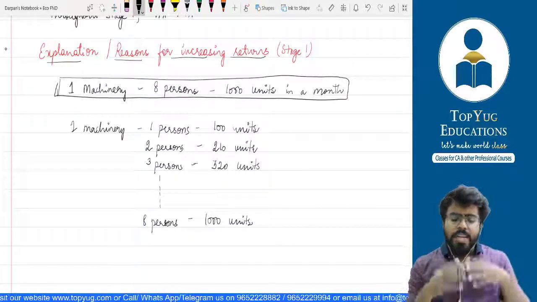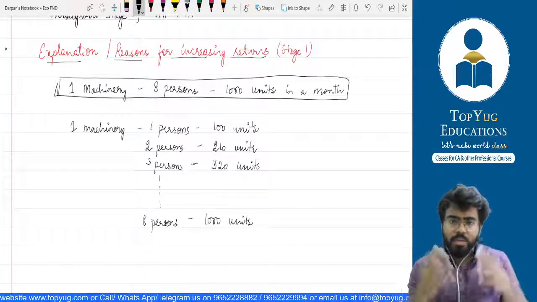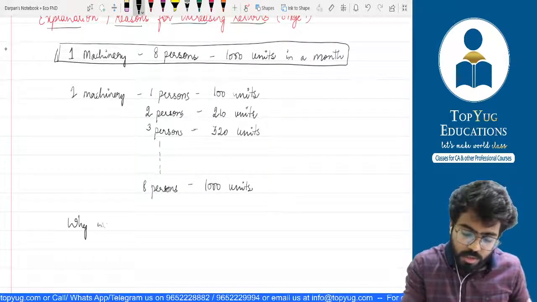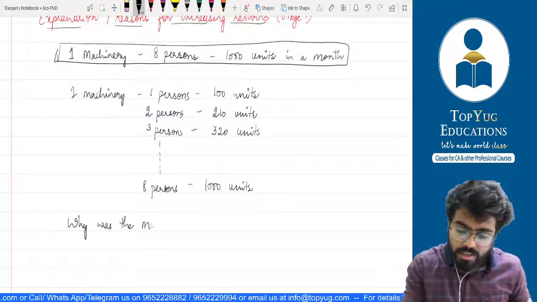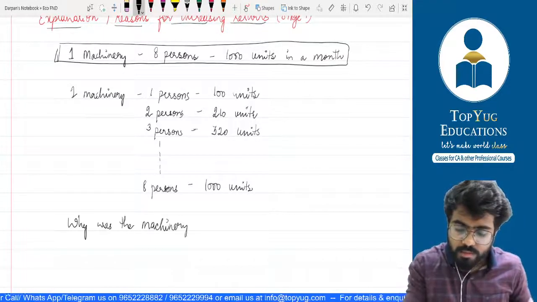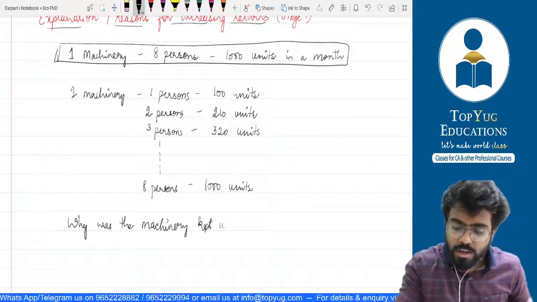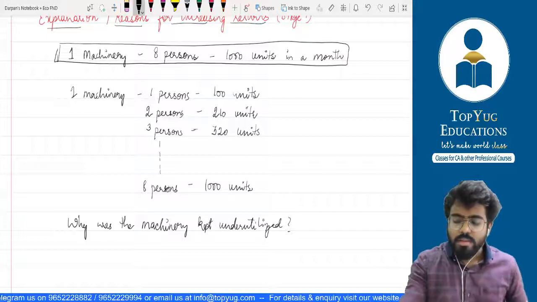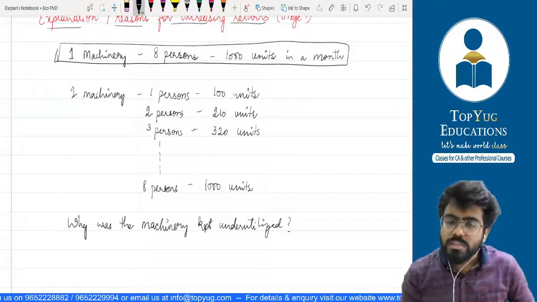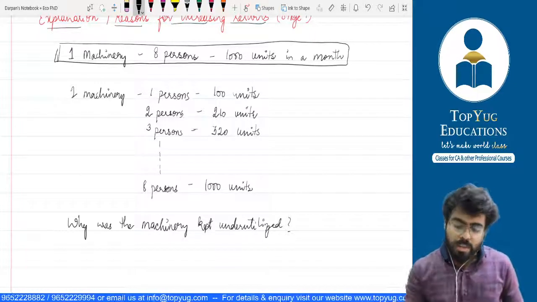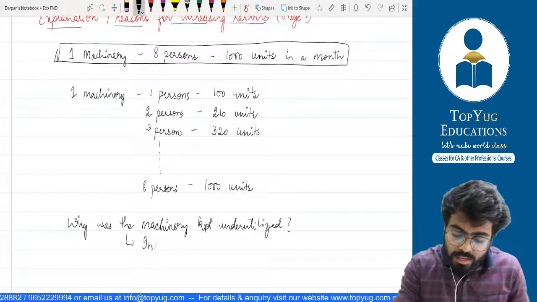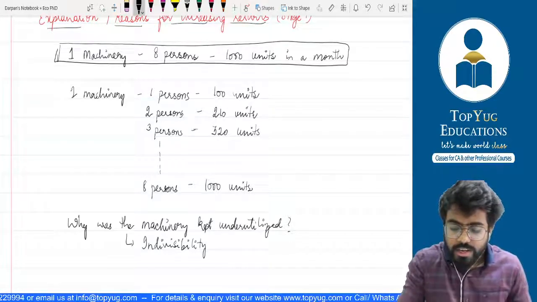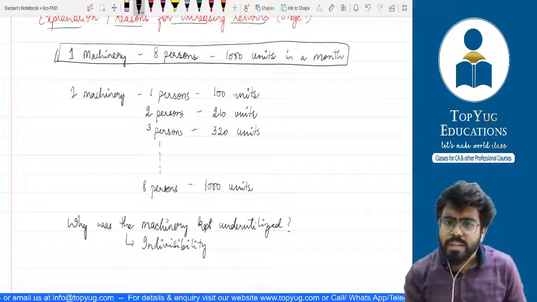Okay? But one doubt might be coming into your mind: why this underutilization? Why was the machinery kept underutilized? Can you answer this? Why was the machinery kept underutilized earlier? It was kept underutilized because of indivisibility. Because of indivisibility. What is indivisibility?